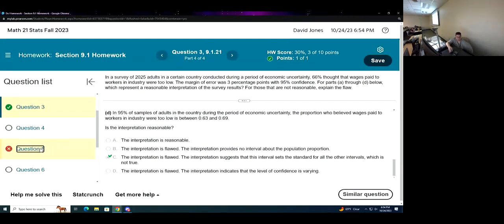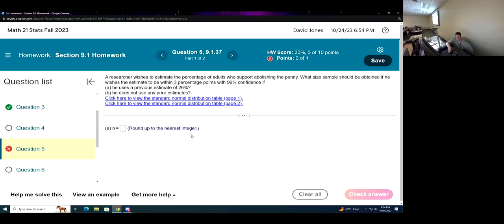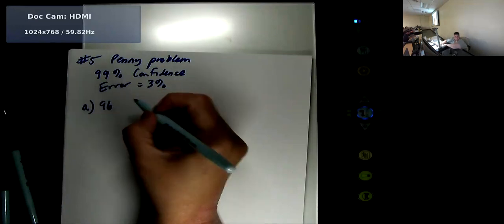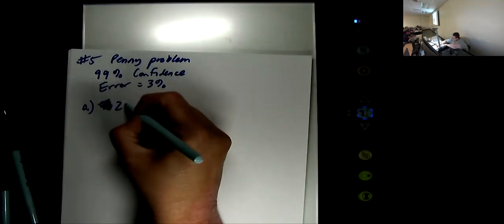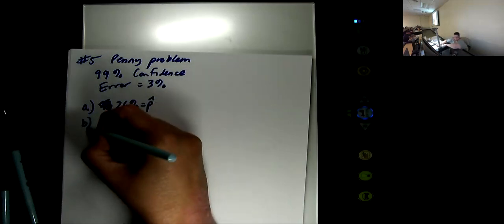And now we'll go on to chat number 5. Number 5 is on abolishing the penny. It tells us 99% confidence. It tells us the error is 3%. The margin of error is 3%. And it says what size sample should be obtained. So for me, it gives me A, 96. Nope, 26. 26% is my p hat. B, it says no prior estimate.